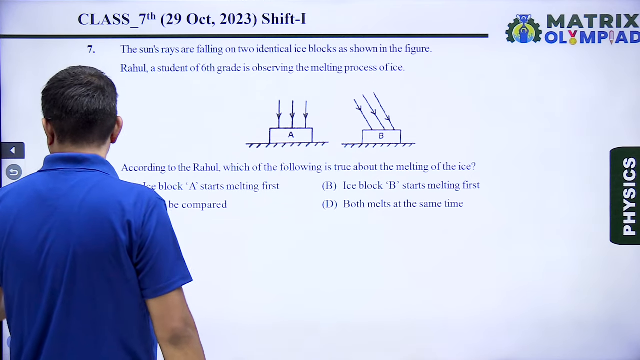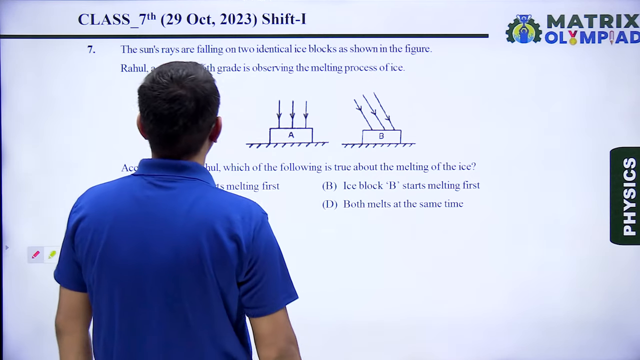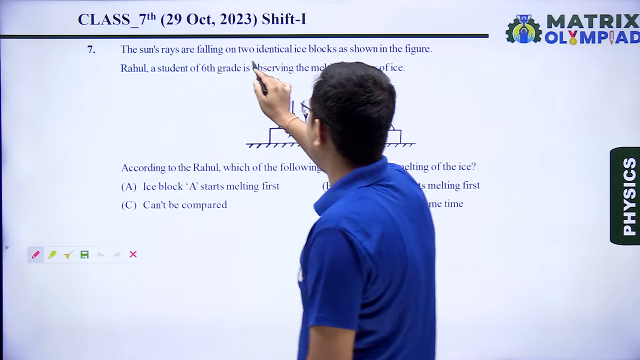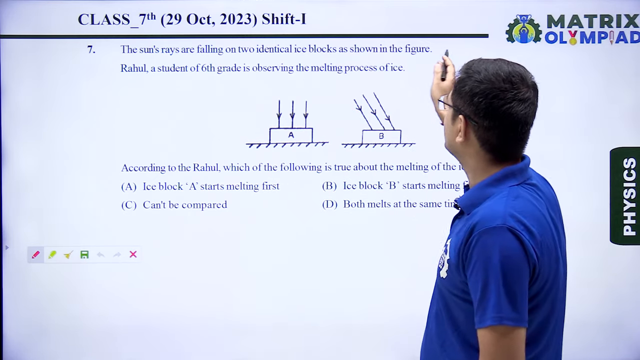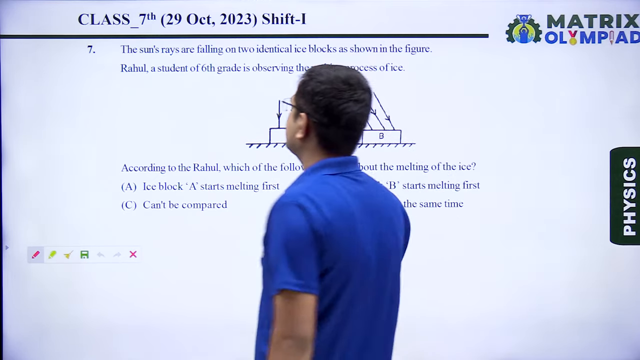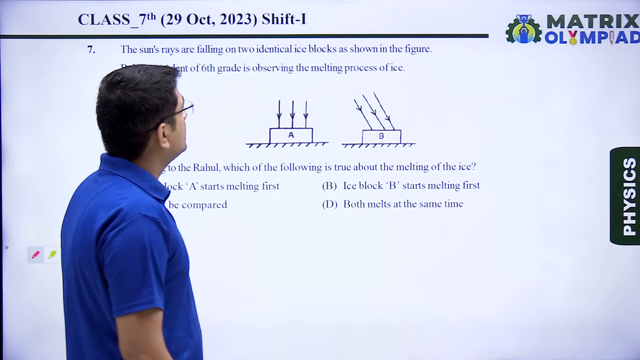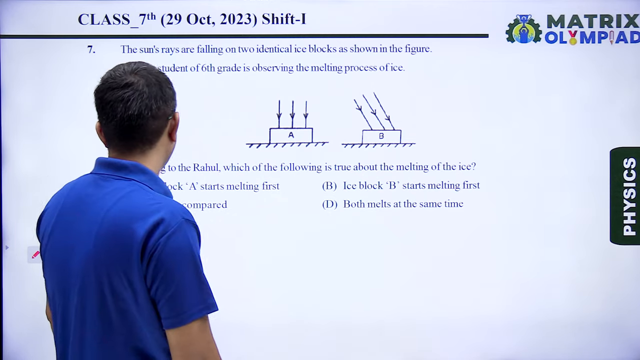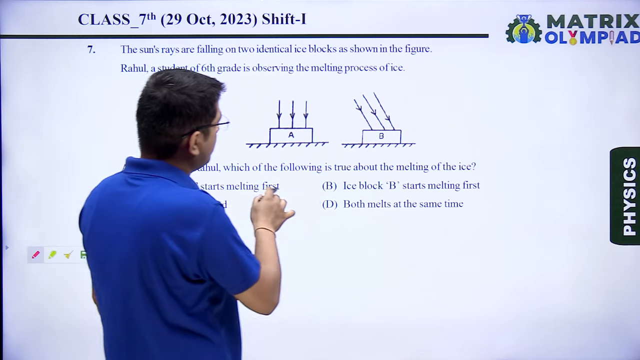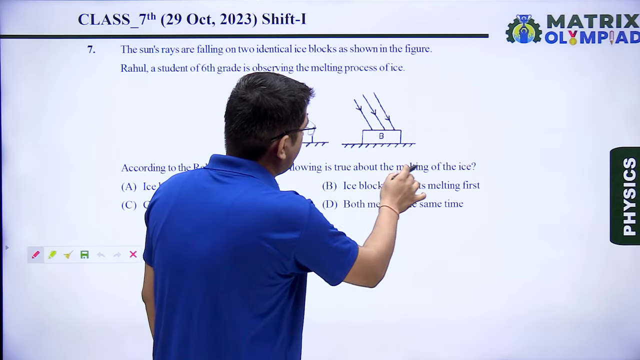Next question, question number 7. In question number 7, it is said the sun rays are falling on two identical ice blocks as shown in the figure. Rahul, a student of 6th grade, is observing the melting process of ice. According to Rahul, which of the following is true about the melting of ice?